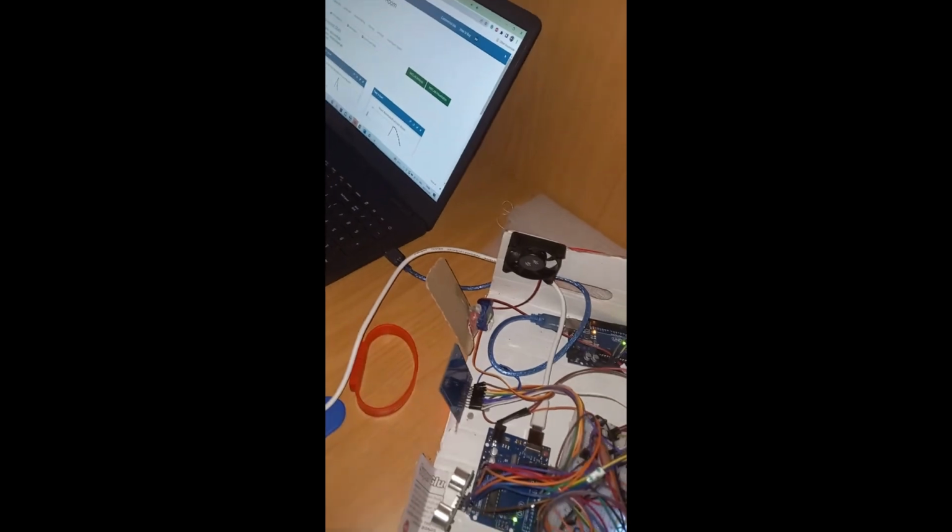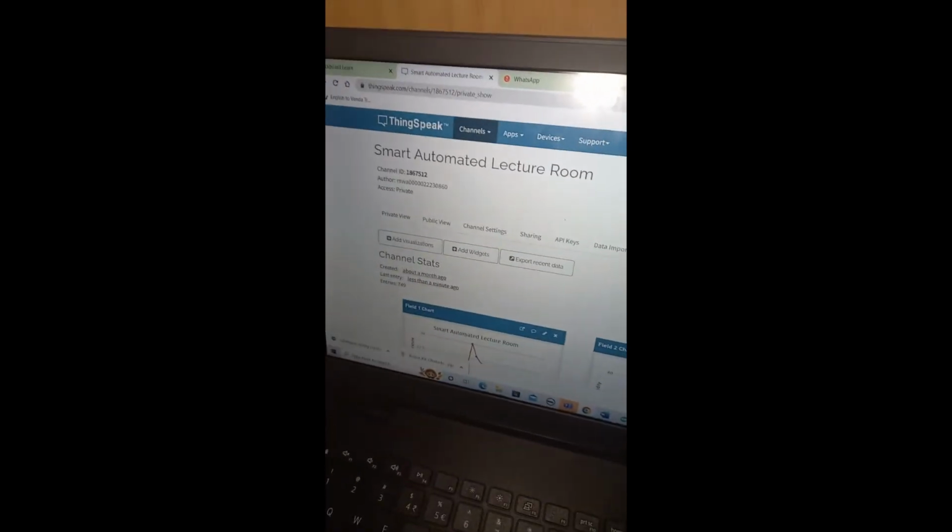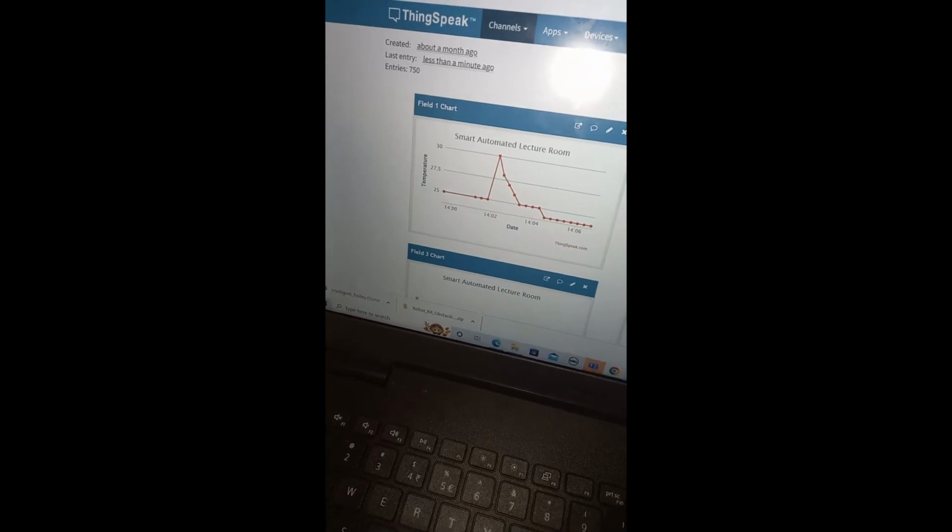This is the cloud storage for the entire project, and the data is being transmitted to and stored on ThingSpeak. The name of my channel is the Smart Automated Lecture Room, which is my project. All this data is being stored and recorded here. As you can see, the first chart and the second chart are controlled by the DHT11, the temperature and the humidity.